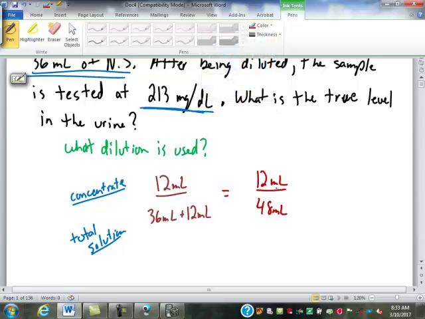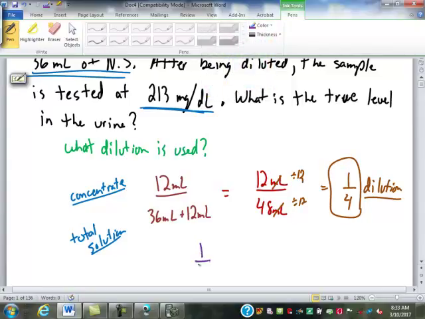The milliliters do cancel out. Both of those will divide by 12 to reduce to a 1 in 4 dilution. Now, the reason we needed that dilution figured out is that dilution now tells us how to convert that reading. So if we have a 1 in 4 dilution, the 213 milligrams per deciliter is going to be smaller than the actual reading because that's the diluted reading. So that's going to go with the 1 up here.